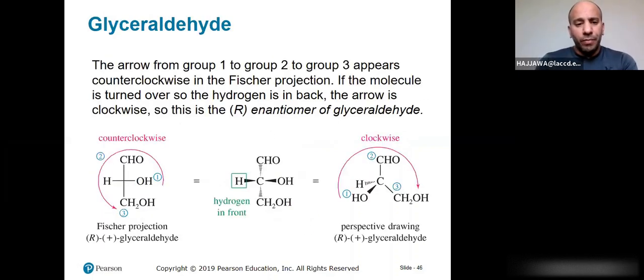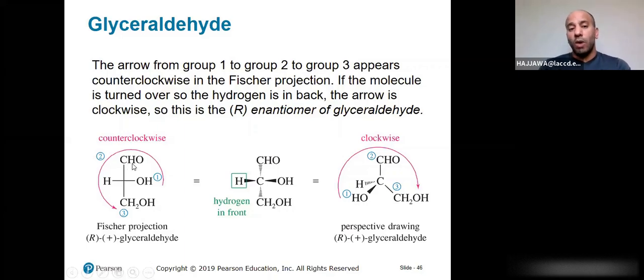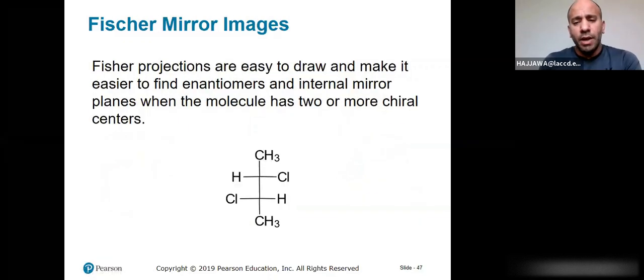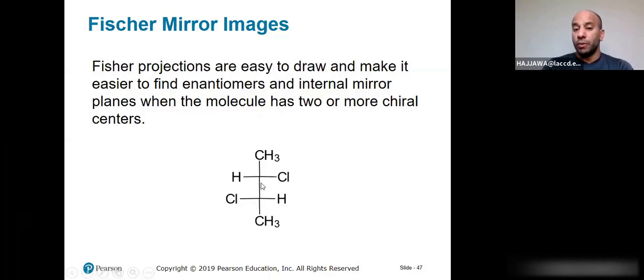Here's another example. You can see that we have an oxygen, an aldehyde, so it's a C double bond O. That's why this will be number 2, and the CH2OH will be number 3. So that's a counterclockwise. The fourth group is up toward you, so that's why it's an R configuration. So keep that in mind. This is a Fischer projection that has 2 chiral centers, and I could easily do the labeling without having to go through the 3D chemical formula.